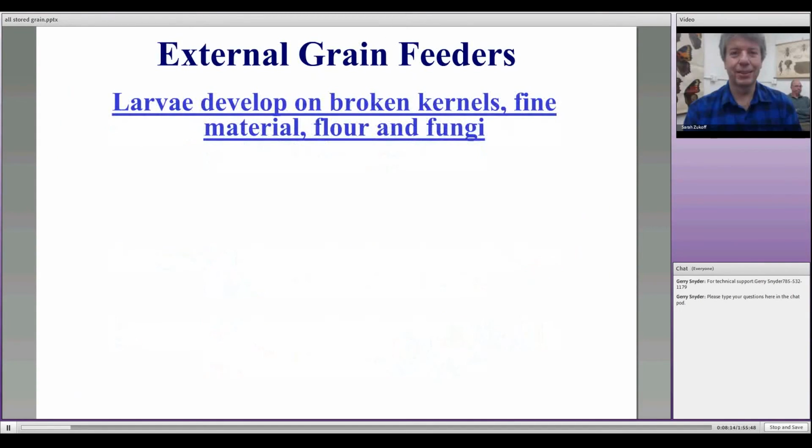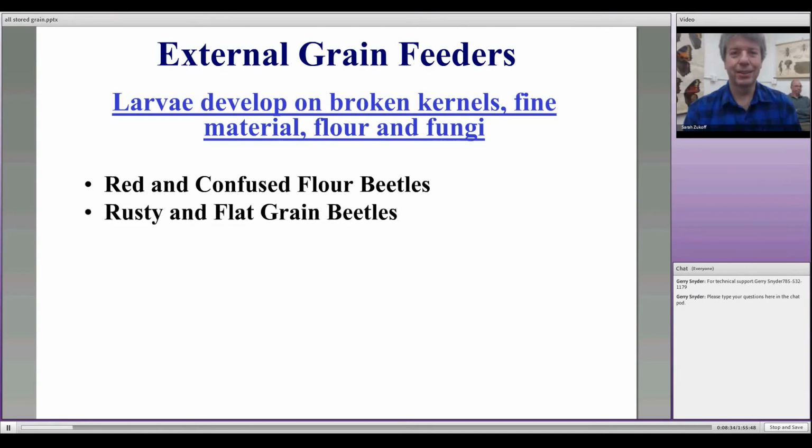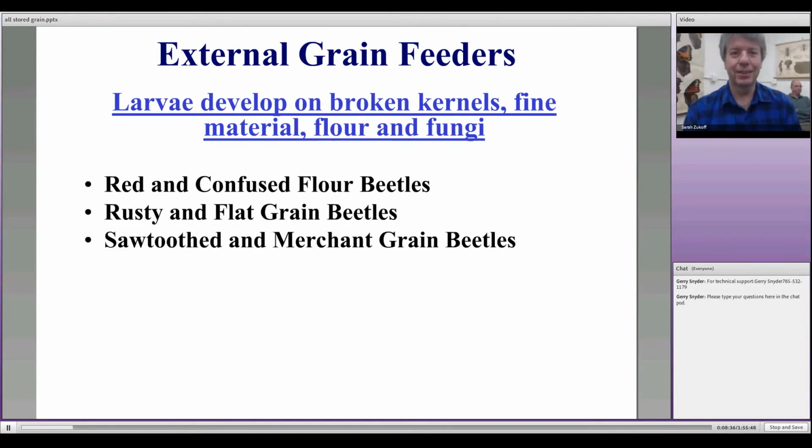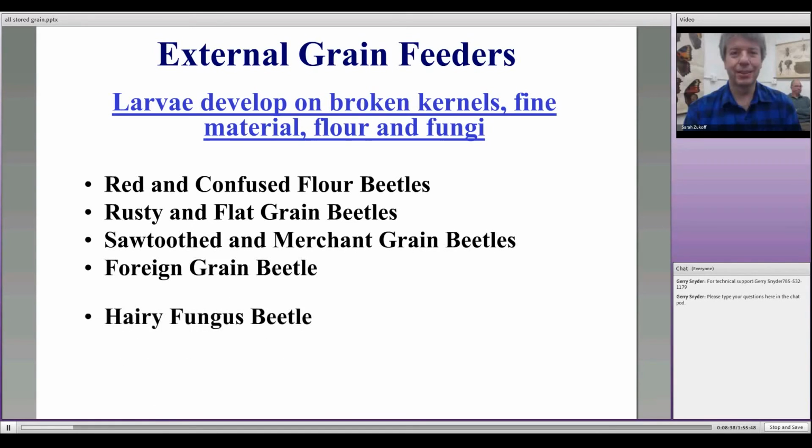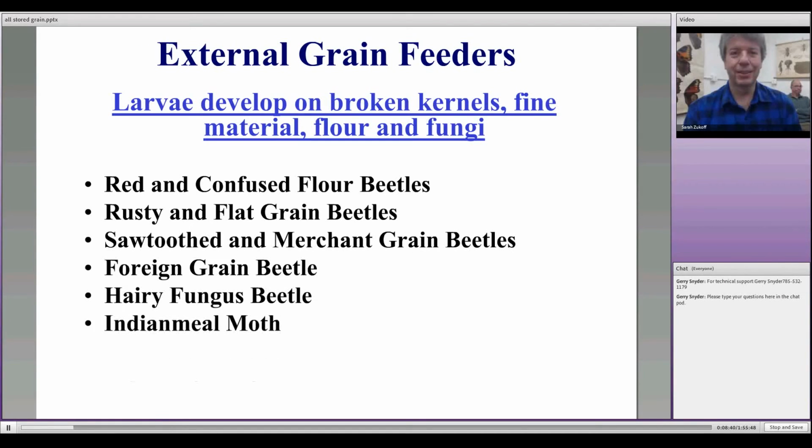Okay, the external grain feeders is where the larvae develop on broken kernels, fine material, flour, and also fungi. And a lot of us don't think of that because we don't always see the fungi until it gets bad. But these insects, in their evolutionary history, a lot of them fed on fungi as a nutritional source. I'm just going to pop off the names of some of the more common ones: the flour beetles, the flat grain beetles, sawtooth and merchant grain beetle, foreign grain beetle. These now are some, the last few beetles are not so common.